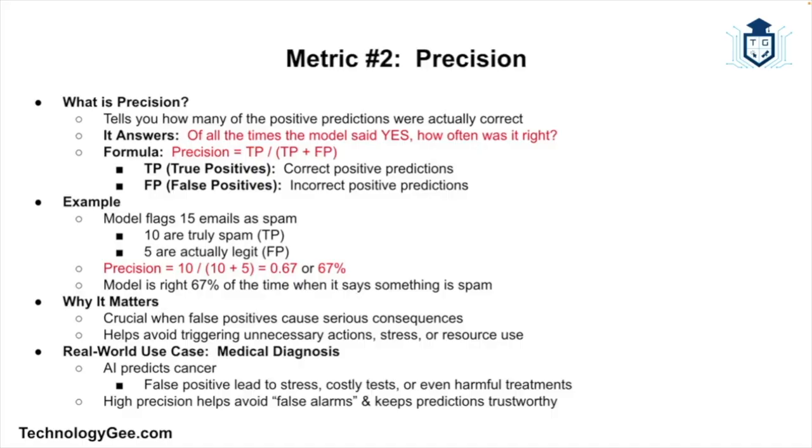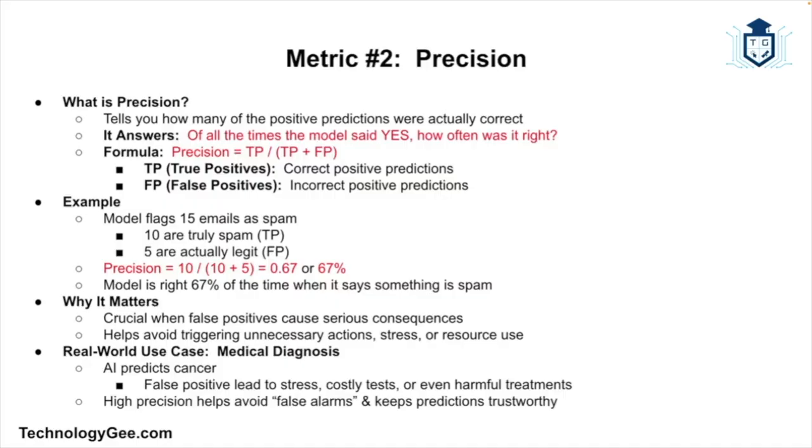Let's say your model says 15 emails are spam. 10 are actually spam, which would be a true positive. And then 5 are legit emails that got flagged wrongly. That'll be a false positive. So your precision, once you do the calculations, that'll get you 67%. So why does this matter?